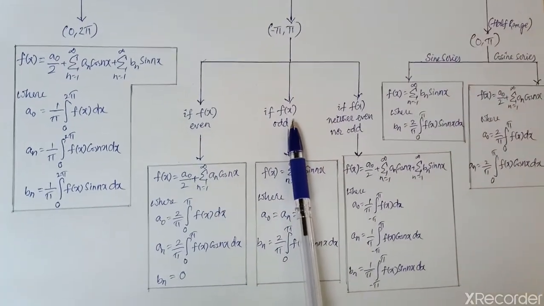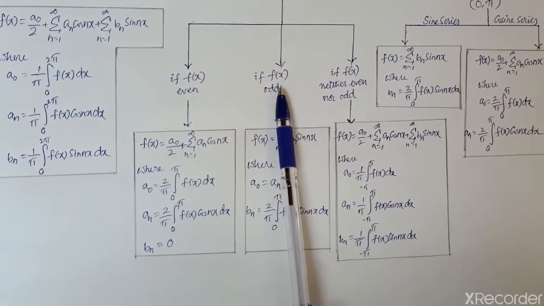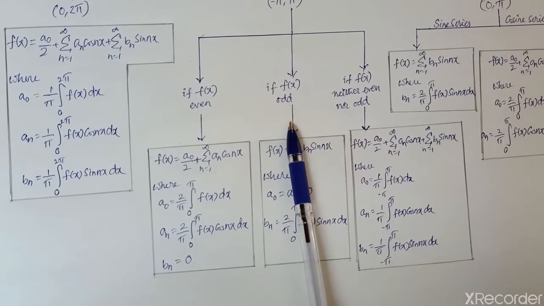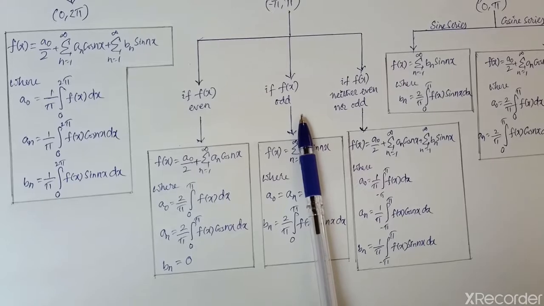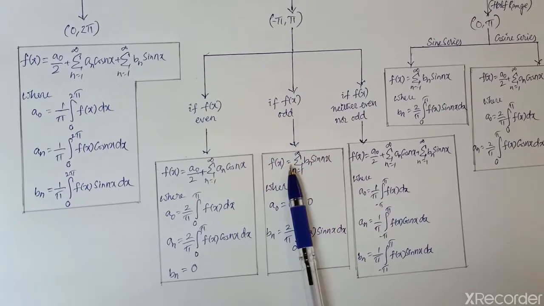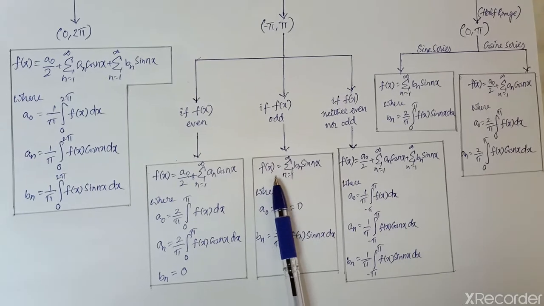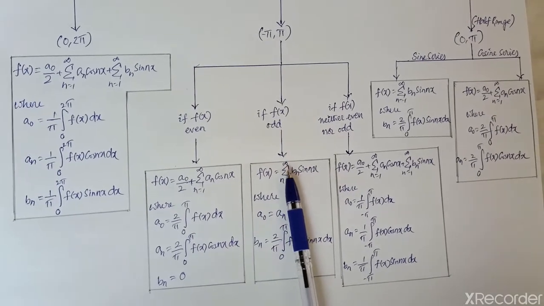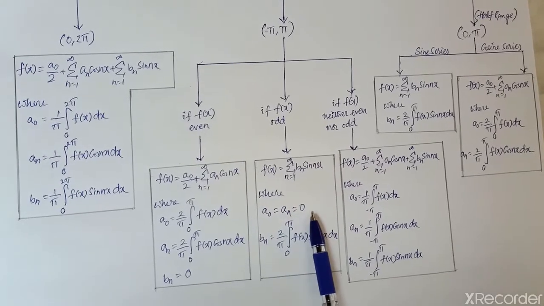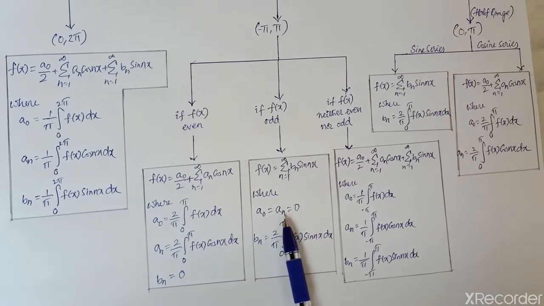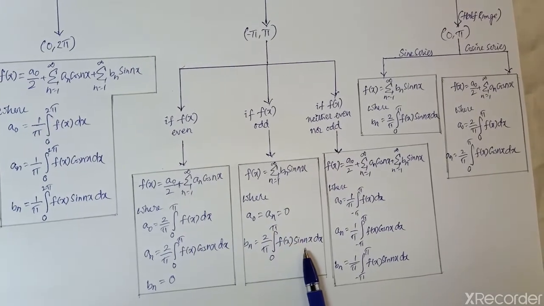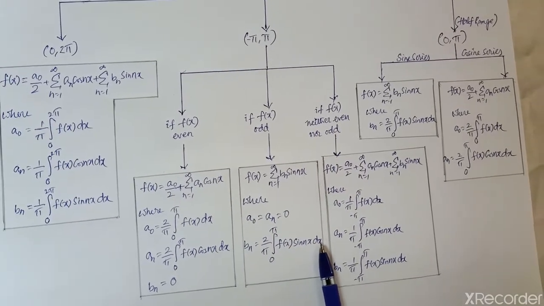Next, coming to f of x is odd. If f of x is odd, that is f of minus x is equal to minus f of x, then we can say the function is odd. In that case, the expansion of f of x as a Fourier series is sigma n is equal to 1 to infinity b n sin n x, where a naught and a n are zeros, and b n is equal to 2 by pi integral 0 to pi f of x sin n x dx.